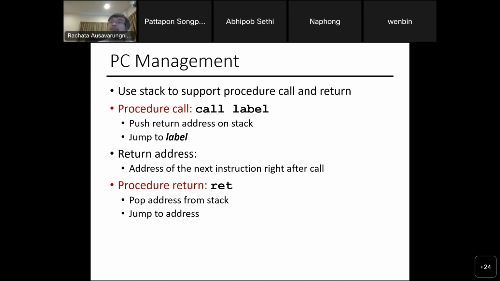So PC is the program counter, and this is program counter management. You can use the stack to keep track of what function calls what and at what line. We call this a procedure call, or function call. You push the return address onto the stack, then you jump to the new location. When you return, you pop the address, because now you have the program counter on the stack. If you pop it back, you know what line you have to go back to, and that's all.